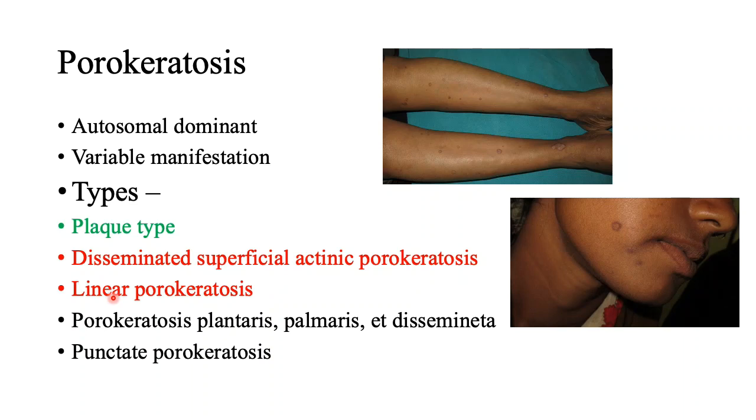The third one is linear porokeratosis, usually shows segmental involvement. Fourth, porokeratosis plantaris palmaris et disseminata. The lesion starts from sole and palms and extends to other parts. And the fifth one is punctate porokeratosis. Here, seed-like lesions are seen. The lesions of disseminated superficial actinic porokeratosis and linear porokeratosis can develop into squamous cell carcinoma.